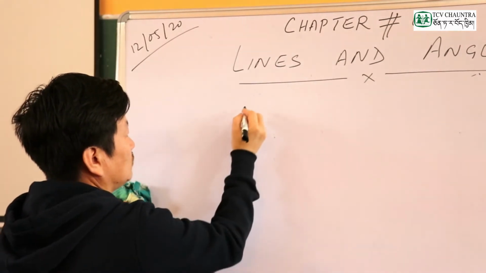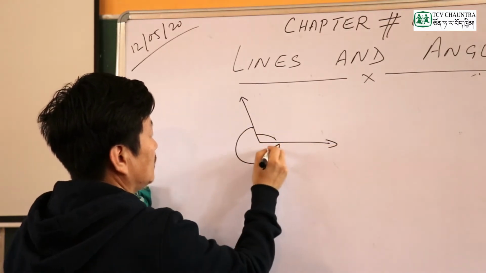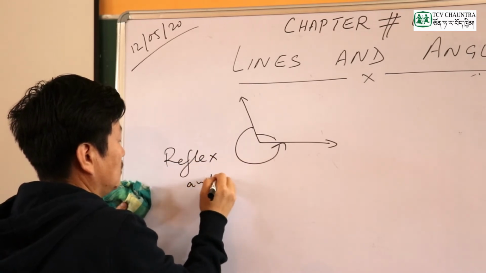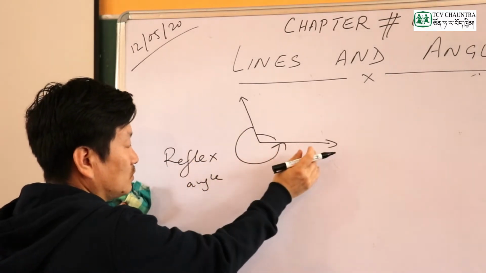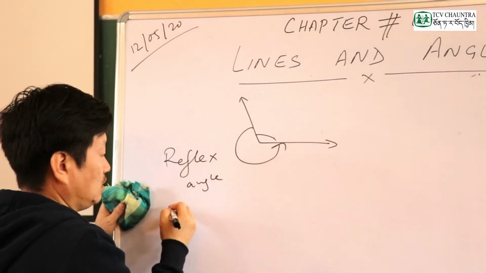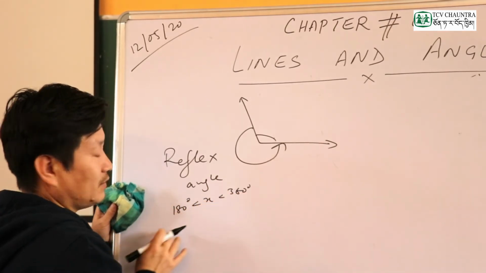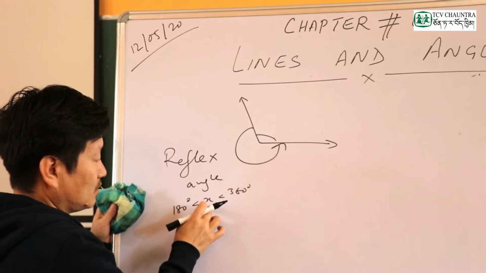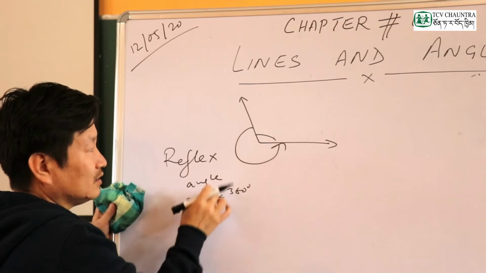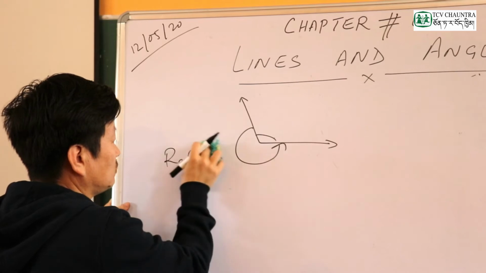Then there is the reflex angle. A reflex angle is greater than 180 degrees and less than 360 degrees. If the angle is X, then the reflex angle is 360 minus X.